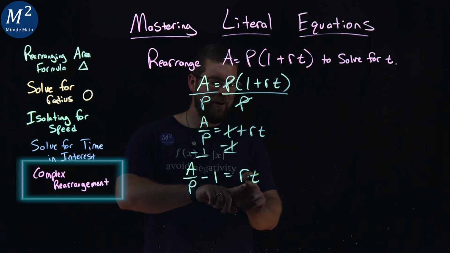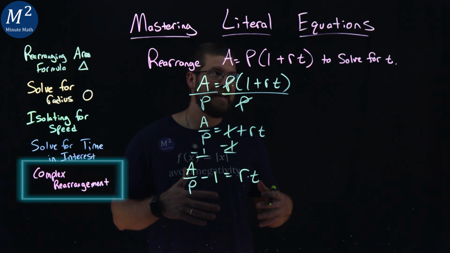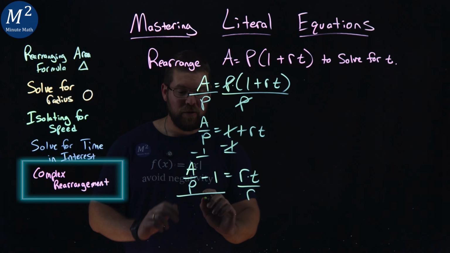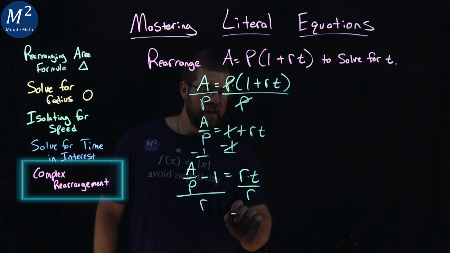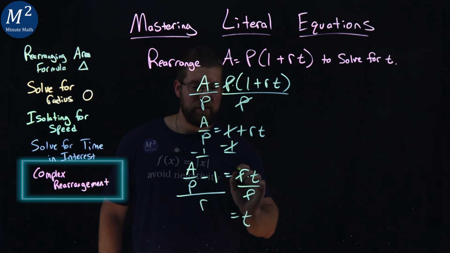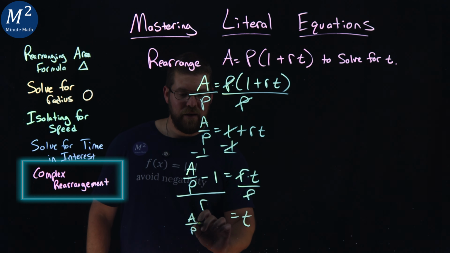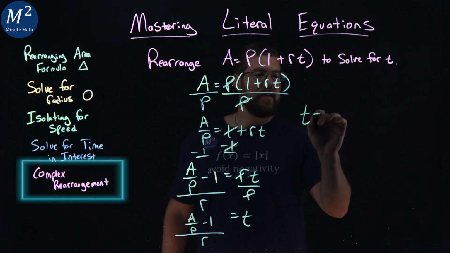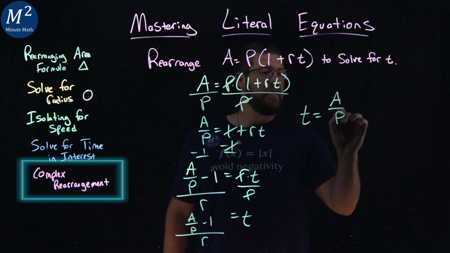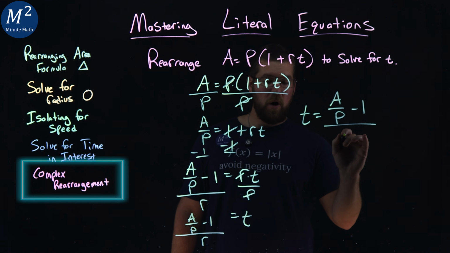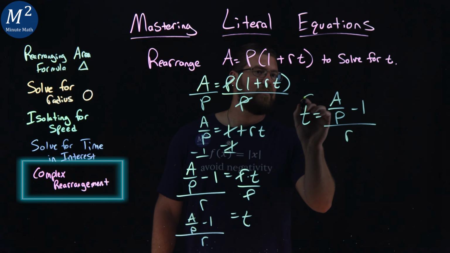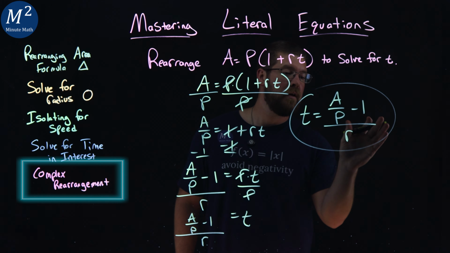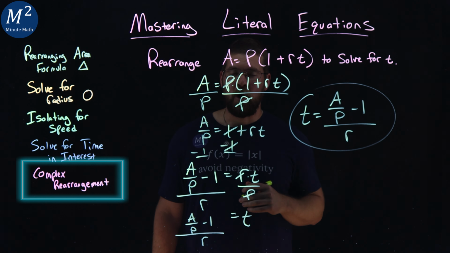Now, we have R times a T. Opposite of multiplication is division. Divide both sides now by R. It has to go to all of this right there. So now T is by itself. These R's cancel. And I have A over P minus 1 all over R. So if I want to rewrite this, I have T is equal to A over P minus 1, all of that over R. And so now we solved for T in our equation. I got T equals A over P minus 1, and then all of that divided by R.